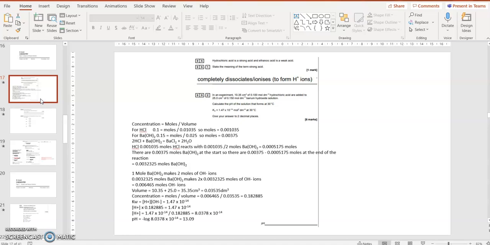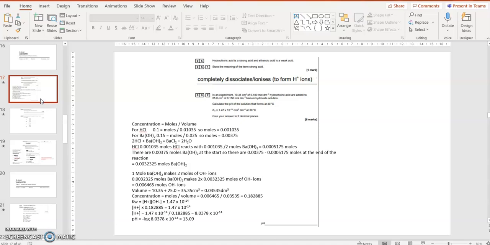So I've got 0.0032325 moles of barium hydroxide. When that dissolves in water, 1 mole of barium hydroxide is going to make 2 moles of OH minus ions, so double it. So the number of moles of OH minus ions is twice, 0.006465 moles of OH minus ions. I've got the total volume now, 10.35 and 25, 35.35, 0.03535 decimetre cubed when divided by 1,000. Concentration, I can now work out, is moles divided by volume, 0.182885. I've worked out the concentration of OH minus ions.